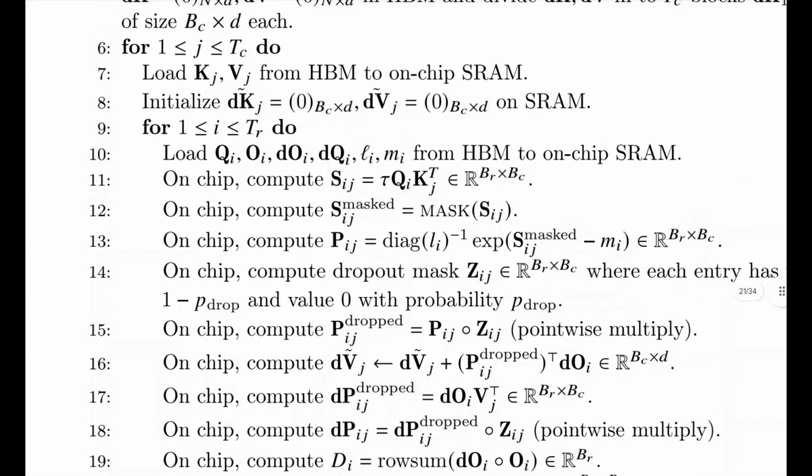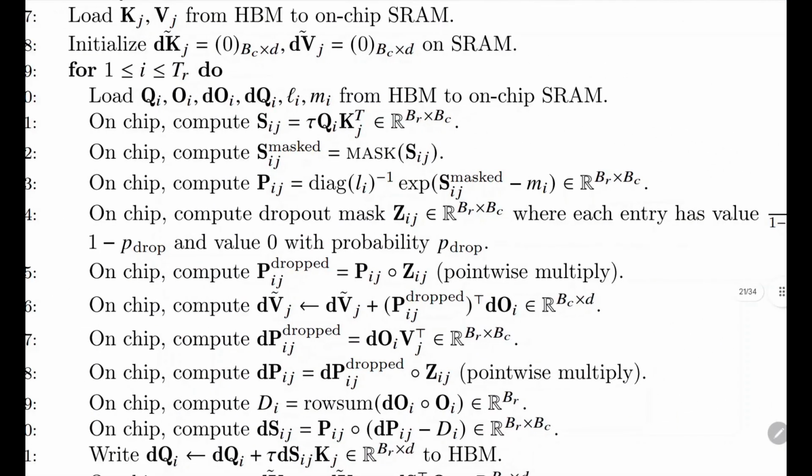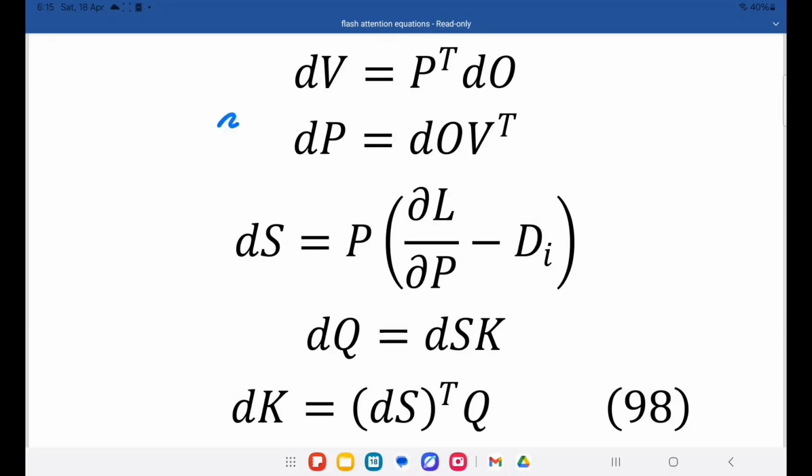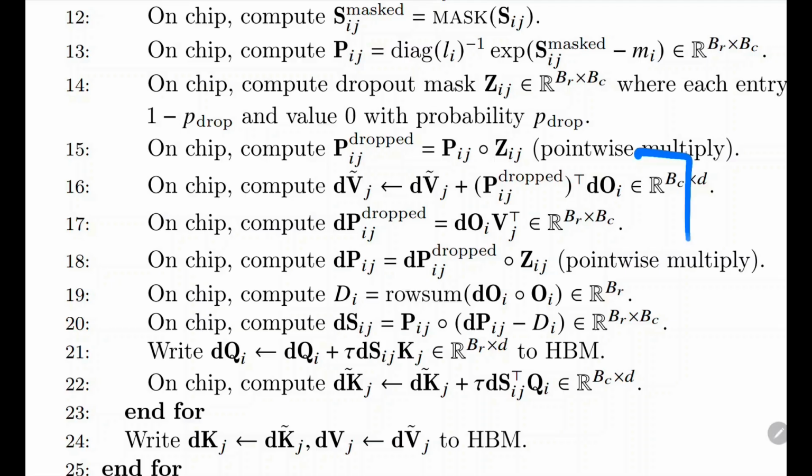So the mask function is here. The only difference is that in case of backward, the dropout mask Z needs to be the same as that applied in forward, and then pointwise multiplication is done. So up to step 15 in backward, the steps are mostly similar to the forward process because the same tensors are recomputed. Since this is the backward pass, we have to compute dV, dP, dS, dQ, dK. This is done between steps 16 to 22.